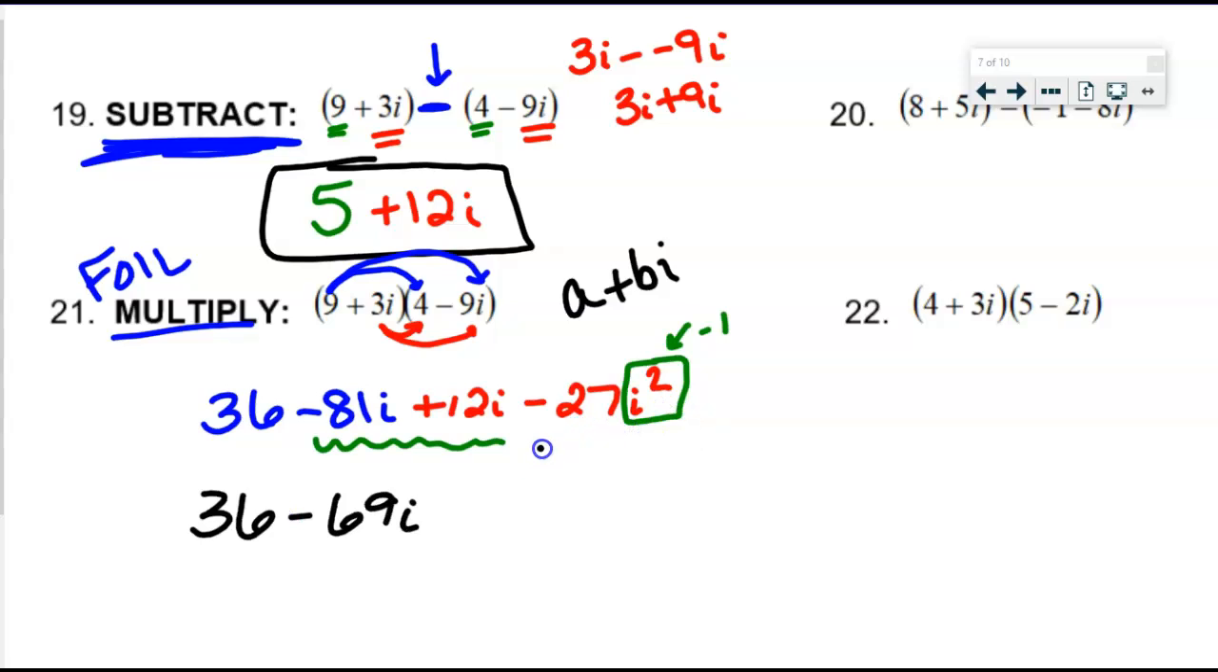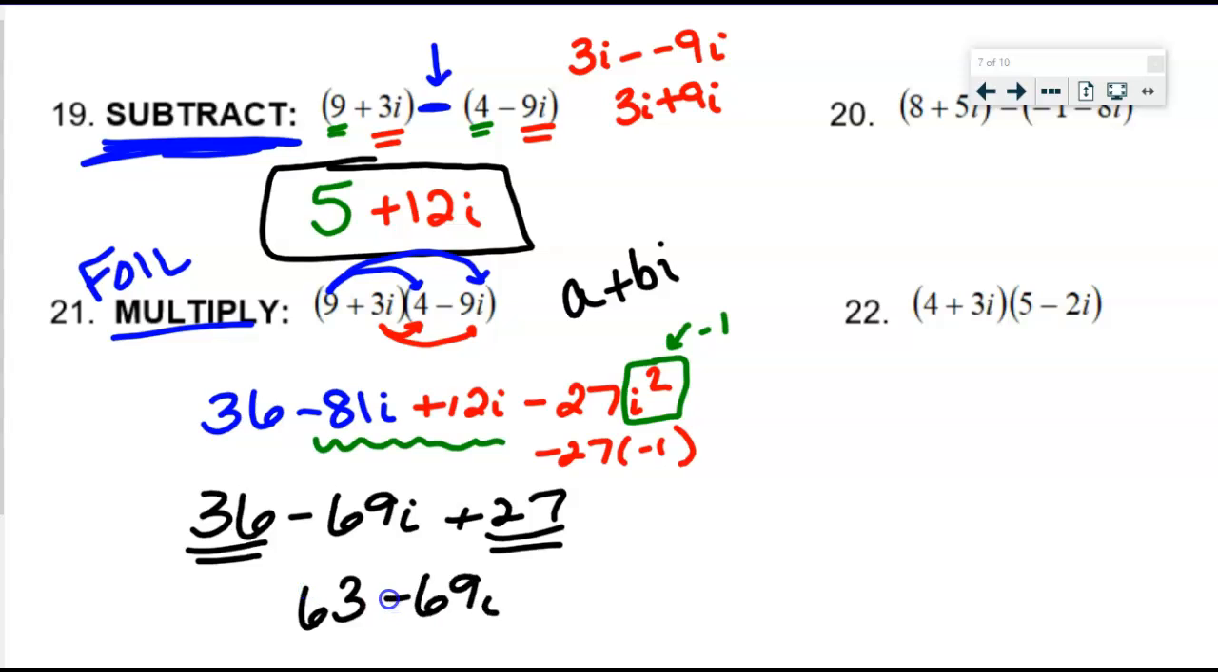And then here, okay, I should not skip that step. Here we go. You have a negative 27 times a negative 1. So what you really have at that back number is a plus 27. So then you should be able to combine your real parts together. And your final answer is, let's see, 63 minus 69i. So multiplication takes a little bit of extra work, and we should expect that on our test as well.